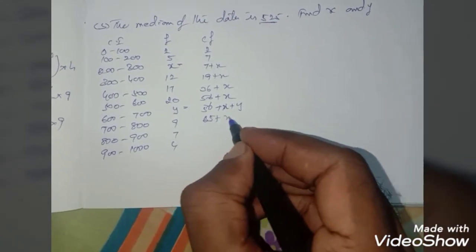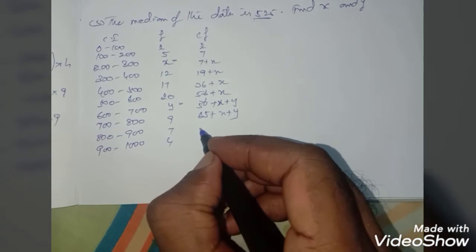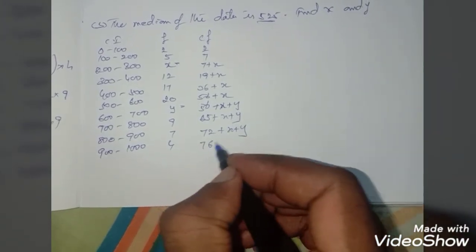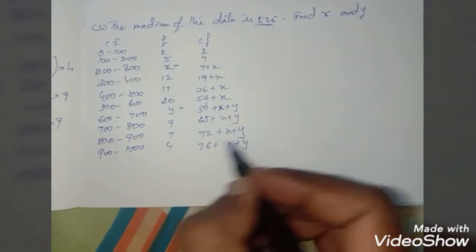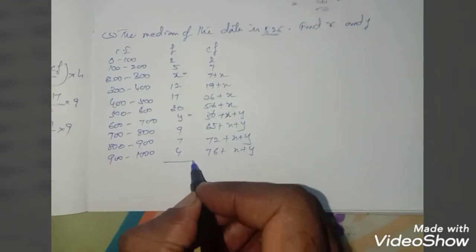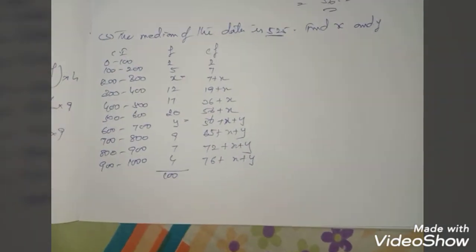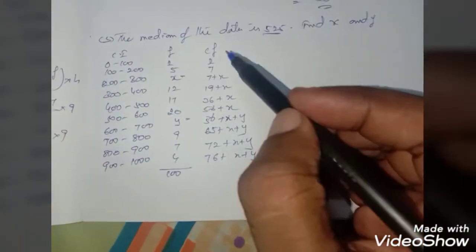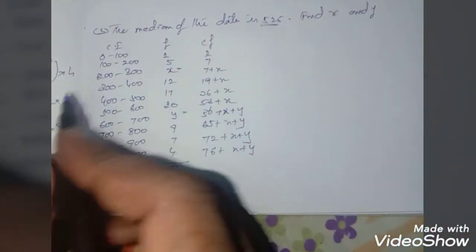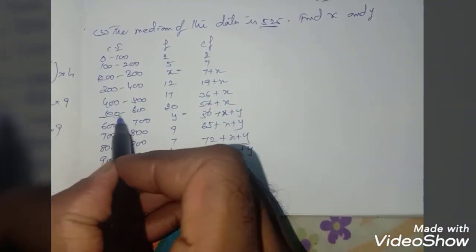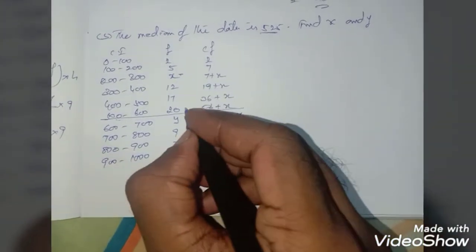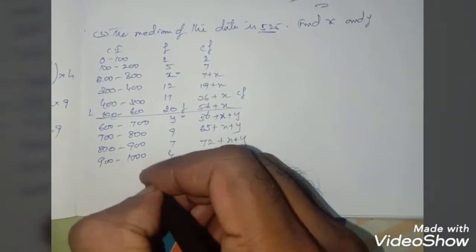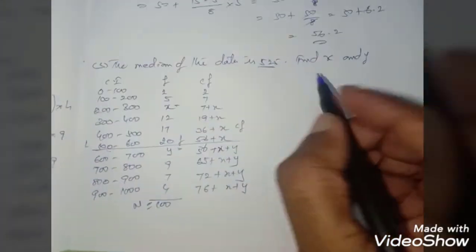65 plus x plus y. Next 72 plus x plus y. Next 76 plus x plus y, and this total value. So total value is given as 100. So after finding this 100, next you have to see which one is the bigger. 20 is bigger, so I can underline this 20 so that this is F, this is CF, this is L, and this is N. Now as per your formula you substitute.